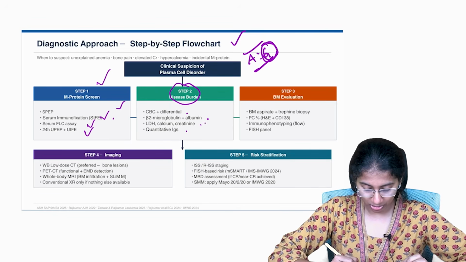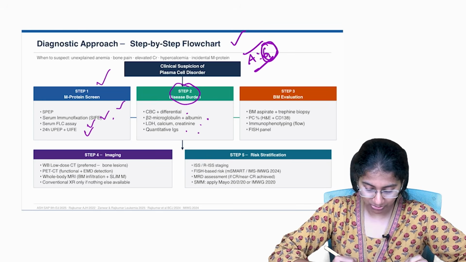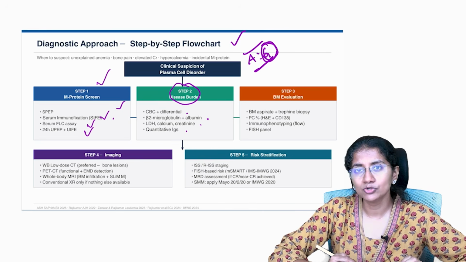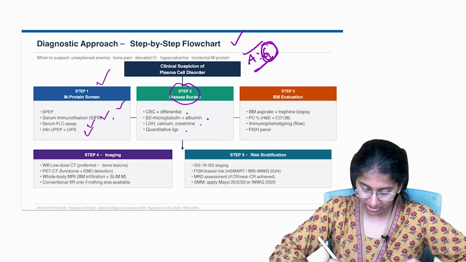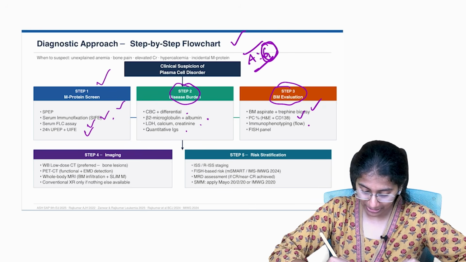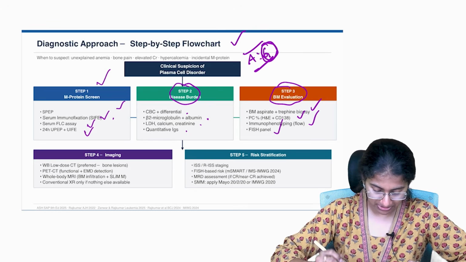So beta 2 microglobulin, albumin. So all this will give a marker for increased disease activity. LDH, calcium, creatinine, and quantitative immunoglobulins to know whether there is any immunoparesis. Okay, so step 3 is bone marrow evaluation. Do a bone marrow aspiration and biopsy and document the plasma cell percentage, immunophenotyping by flow cytometry and FISH panel. So all this will give an idea about the plasma cell disorder.